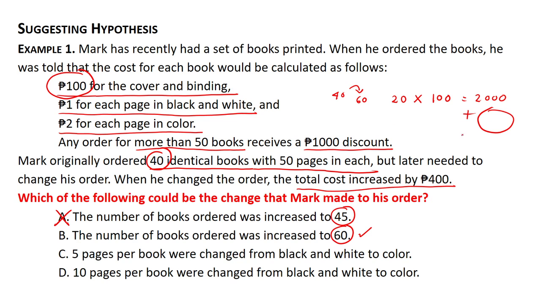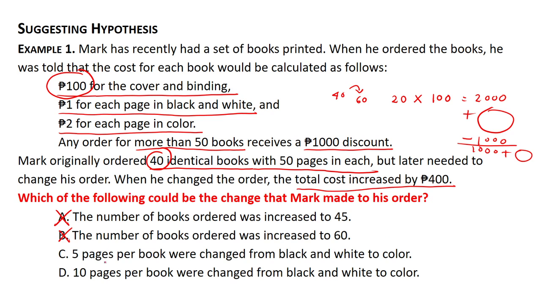So that means this 2,000 will be lessened by 1,000. But even if that is true, the increase in amount will still be at least 1,000 plus some more because of the pages. So again, we can eliminate option B because the addition in the price will be too much. It will be more than 400.